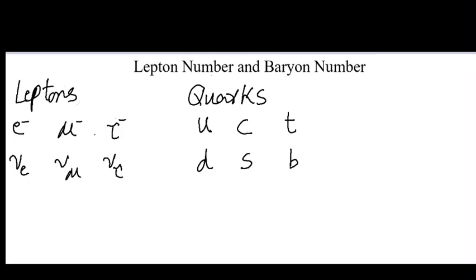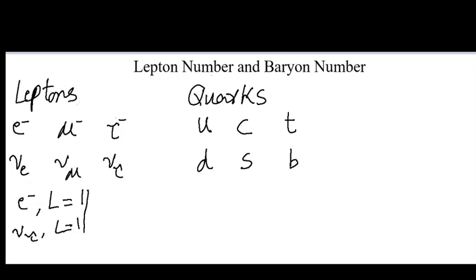Now we will define lepton number as we assign each lepton a lepton number of +1. For example, we have electron, which is a lepton, so its lepton number is +1. Similarly, for example, we have tau neutrino, which is again a lepton, so its lepton number is +1. So each lepton is assigned a lepton number of +1.